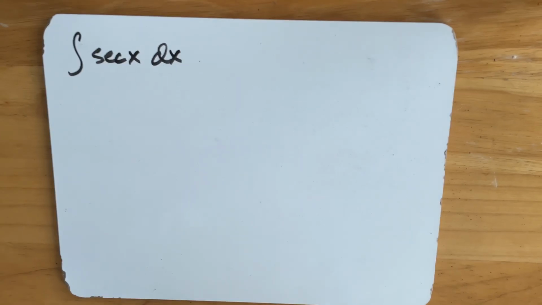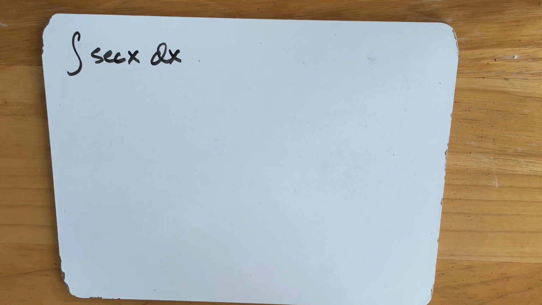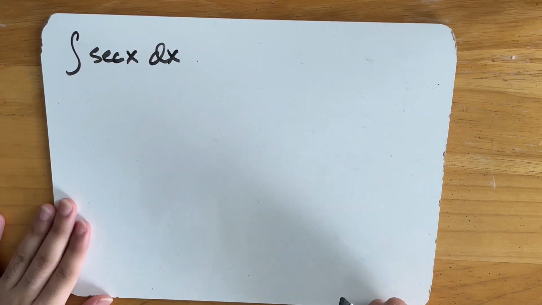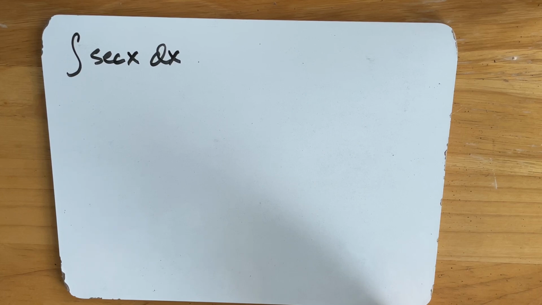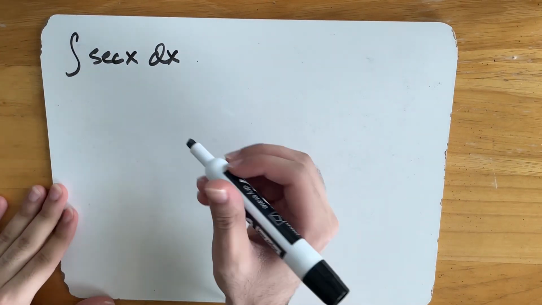So the integral of secant x dx has one of the strangest derivations, in my opinion, so that's what I think I'm going to do today. So basically we're just going to integrate secant of x, right? The derivation is strange because we actually have to do a strange operation. I'll show you what that is.